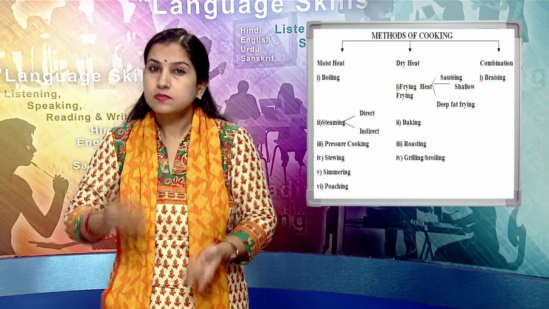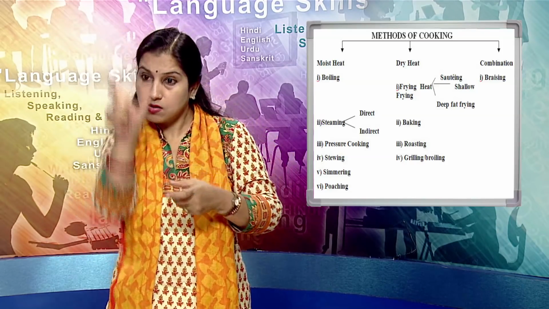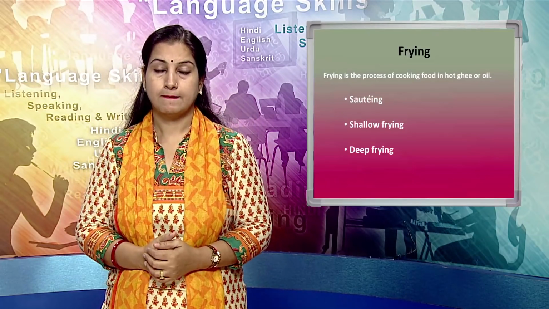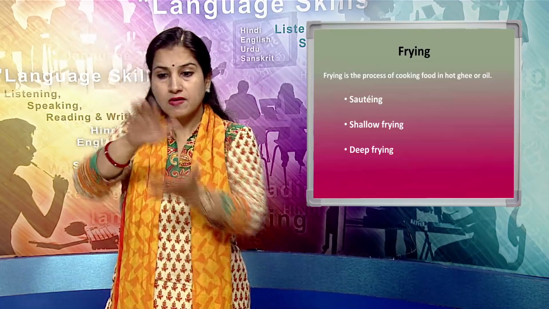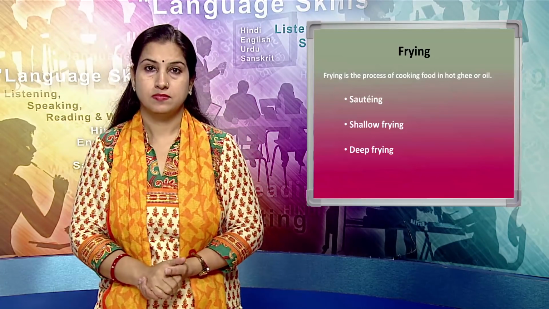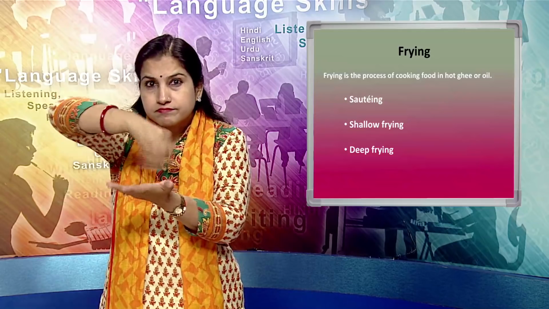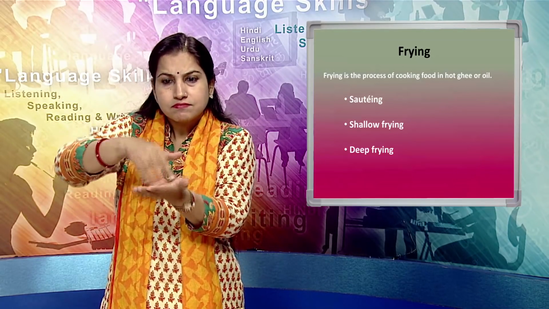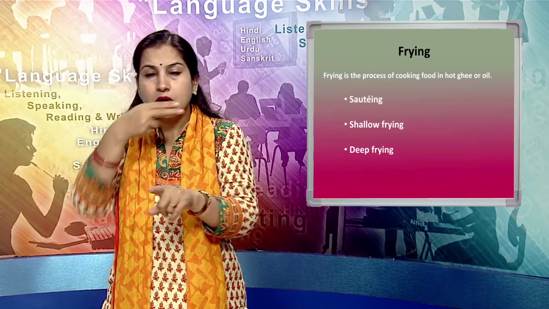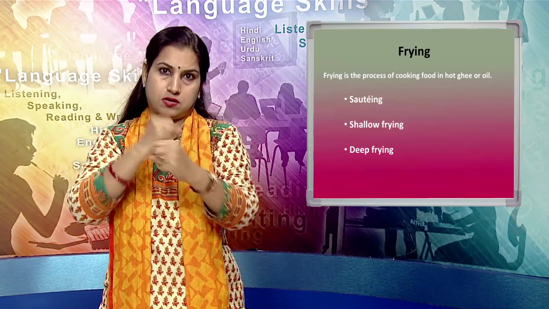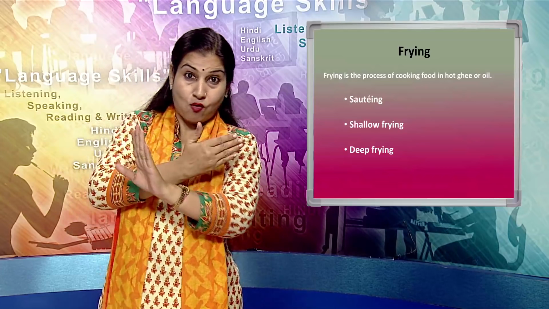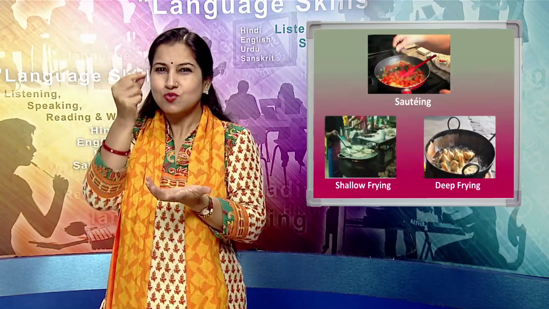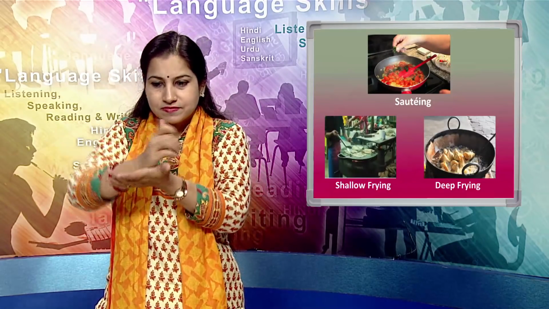Now we will talk about the second column of dry heat. The first point of this column is frying. At home you cook through this method of frying heat. The first one is sauteing. Like at home, before cooking vegetable, you do tadka. You put oil and little bit of jeera and do tadka.